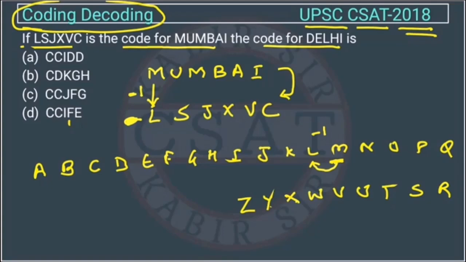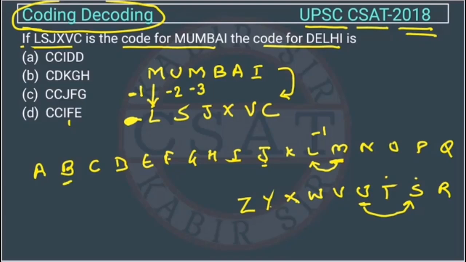U is being converted into S. U is here, and S is backward, before U. At the difference of how many steps? First and second, so this is -2. Similarly, M is being converted into J. M is here, converted into J, which is backward: first, second, third, so 3 steps backward. So -3.